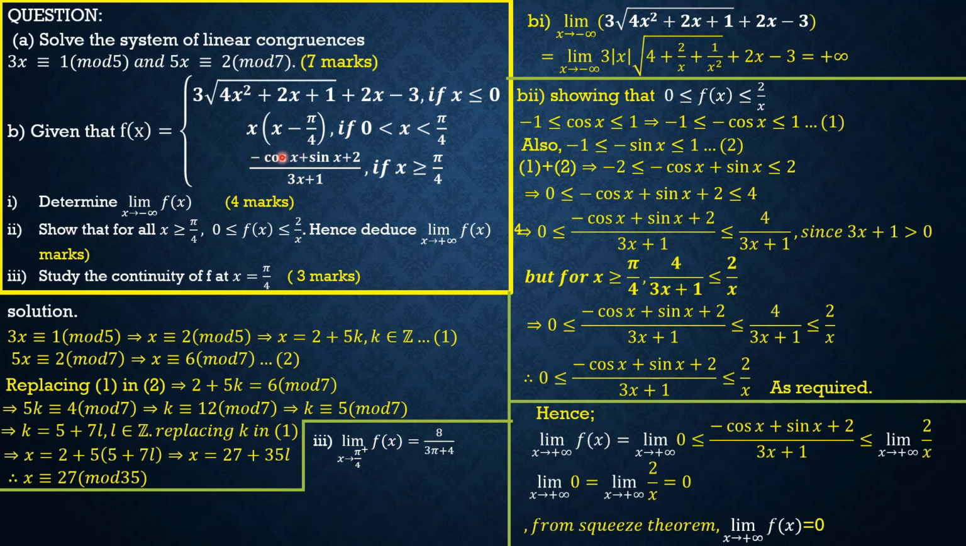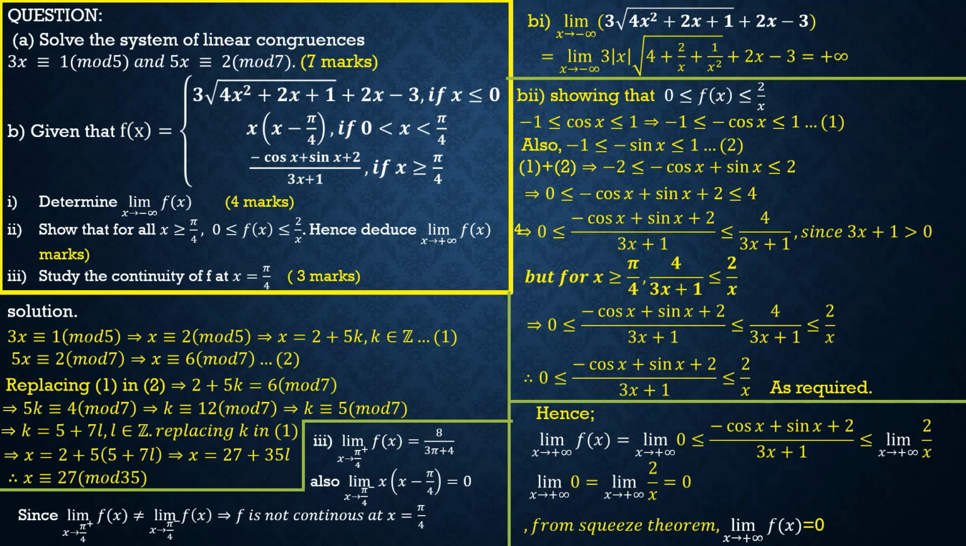We replace it here. We have that cos pi on 4 is root 2 on 2, so negative root 2 on 2, and sin pi on 4 is root 2 on 2, so that gives 0. We have 2 divided by 3 into pi on 4 plus 1, which if you simplify we have 8 divided by 3 pi plus 4. And then if you evaluate the limit as x approaches pi on 4 from below, we have 0, since we have pi on 4 times pi on 4 minus pi on 4, which is 0.